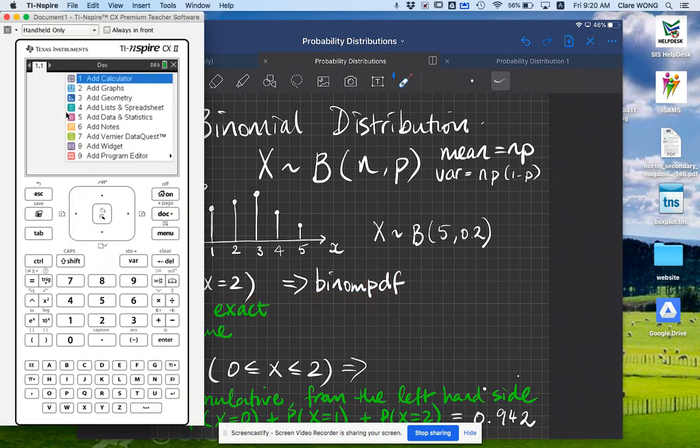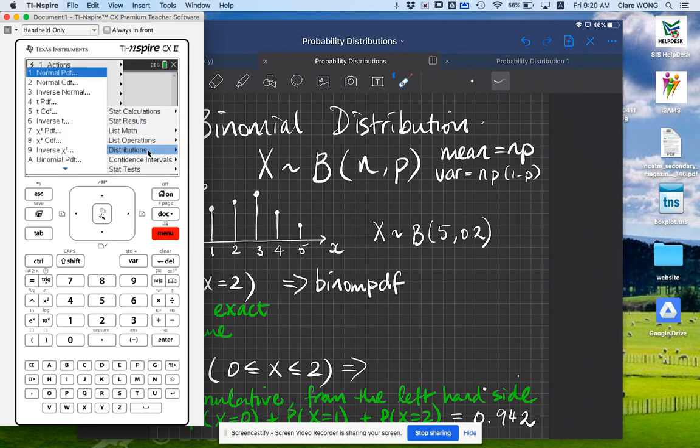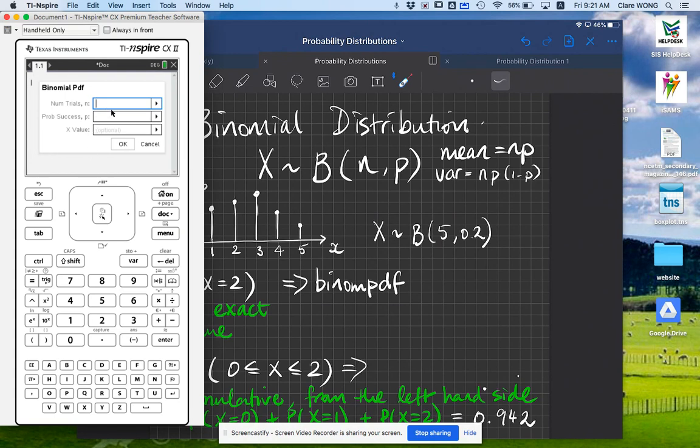So go to GDC. You need a calculator. Now to bring up the binomial PDF function, you need to go to Menu, Statistics, Distributions, and then here, look, Binomial PDF. Now click on that one, and you will have 5, 0.2.